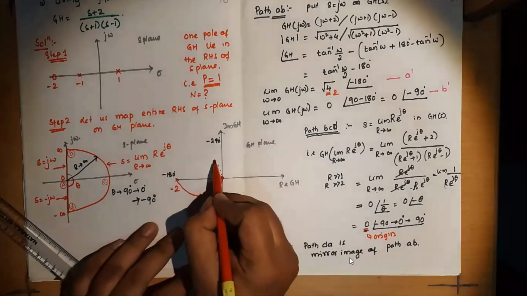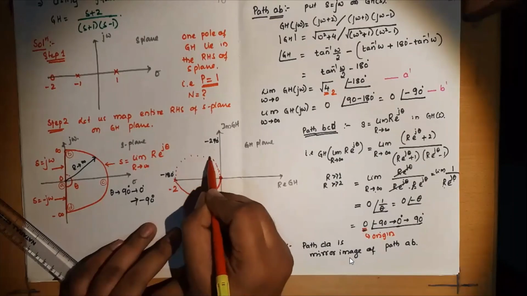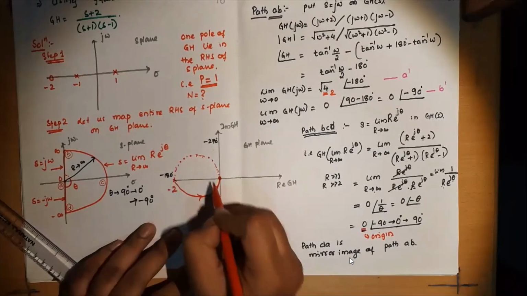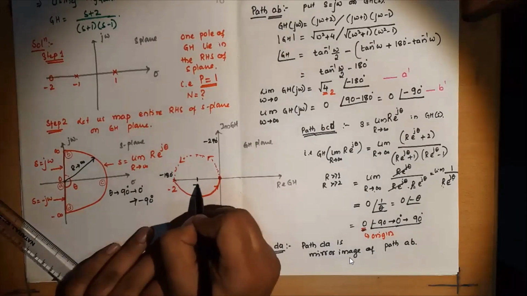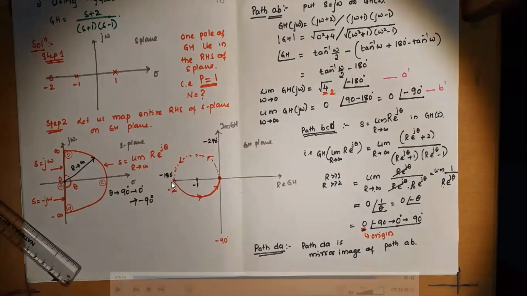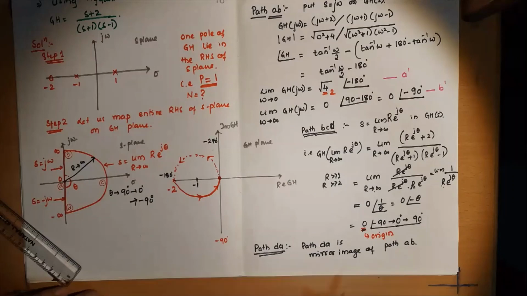No need to calculate. Okay, so this is A dash, this is B dash, then B dash, C dash, D dash are the origin here. Then D dash and A dash, the D and A part will get mapped like this.